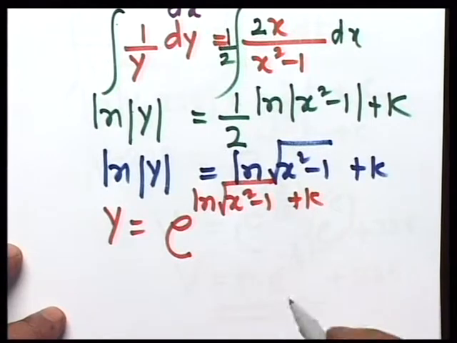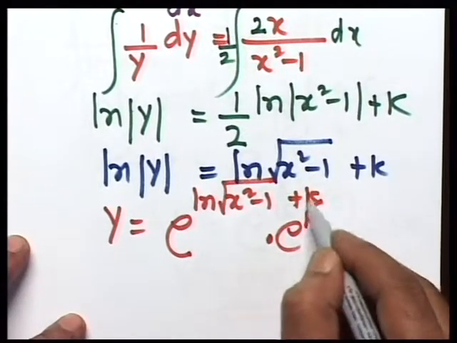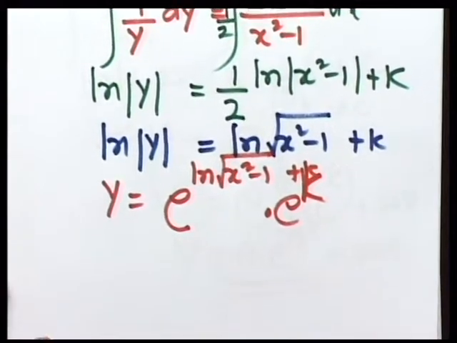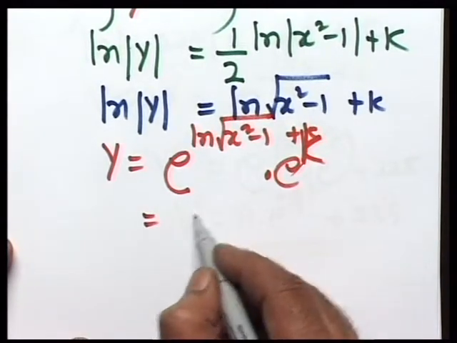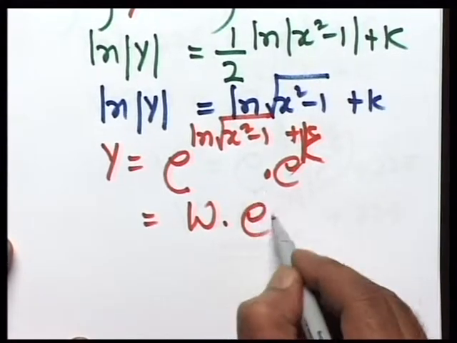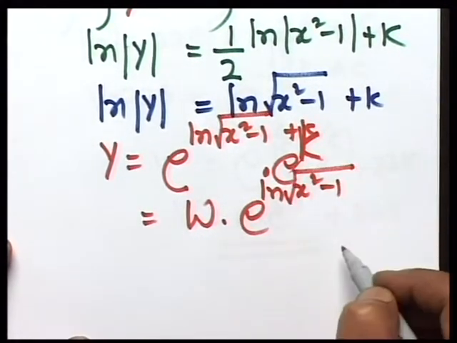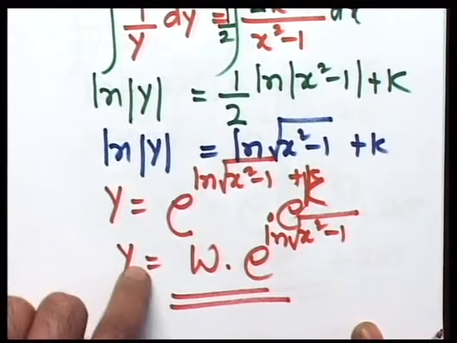So that becomes times, now, as you know, that's e to the power k. Okay, we did that in the last lesson, last sum. Change this to a new letter, call it w, fine, doesn't matter, times e to the power ln of x squared minus 1 under the root. Okay, that's the final equation as y equals to.